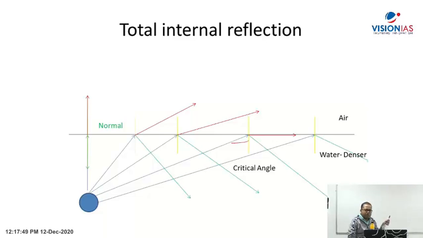So just write 2 lines about TIR, total internal reflection. In short, we will write it as TIR. First point you write, light should travel from denser to rarer medium.